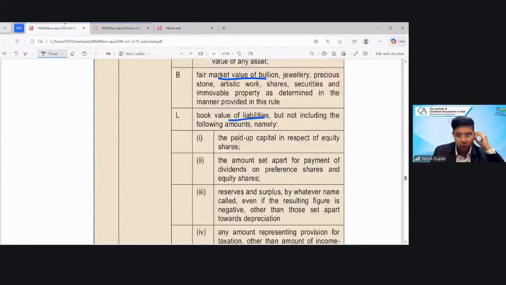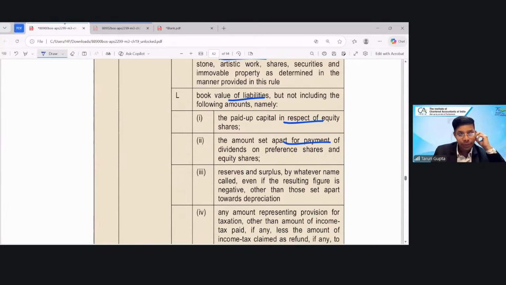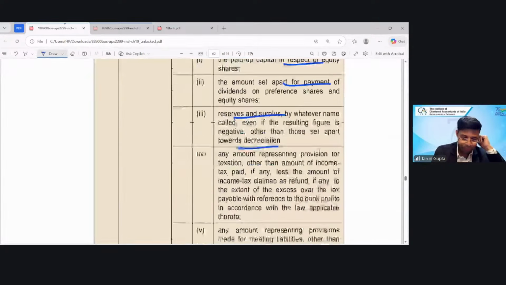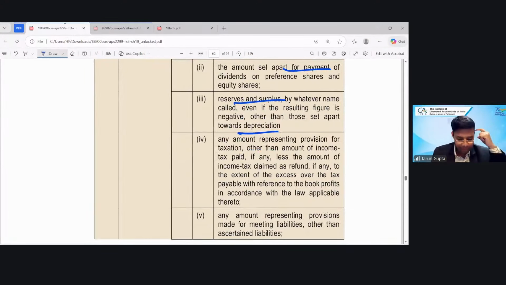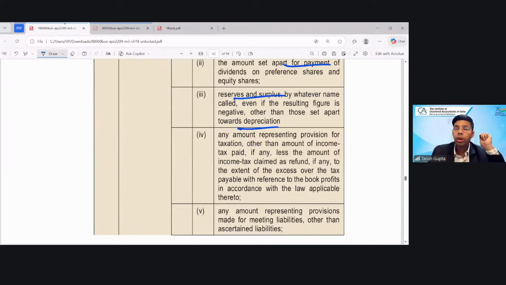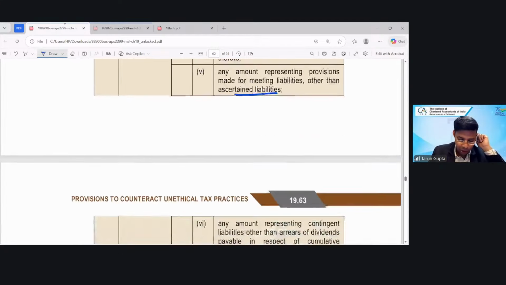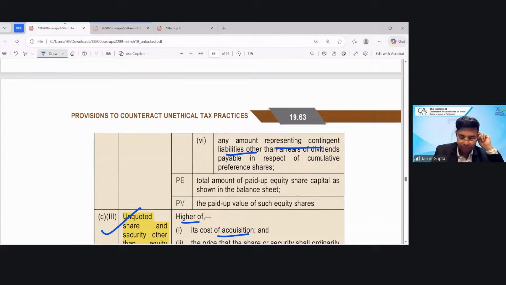But in the liability, we will not consider the paid up equity share, the amount of dividend, the reserve and surplus, except the accumulated depreciation. Accumulated depreciation is considered as a liability. Amount of provision for income tax, other than the tax actually liable to pay. Amount of provision for uncertain liabilities or amount of contingent liabilities. These are not part of your liability, and in accounting terminology, we also understand that these are not liabilities.